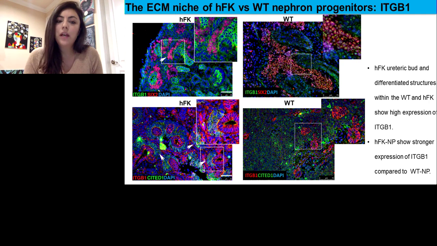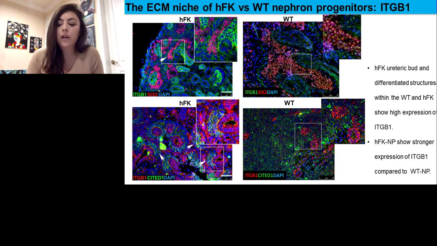In fact, there seems to be a higher expression of integrin beta-1 by the ureteric bud, also by Wilms tumor developing structures shown on the right below, where we have tubular structures and they are strongly expressing integrin beta-1. So we confirmed that indeed human fetal kidney nephron progenitors show stronger expression of integrin beta-1 compared to the Wilms tumor. So this is interesting.